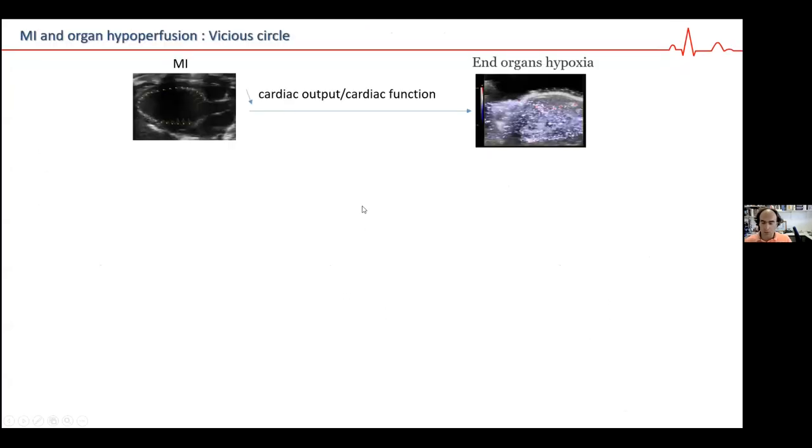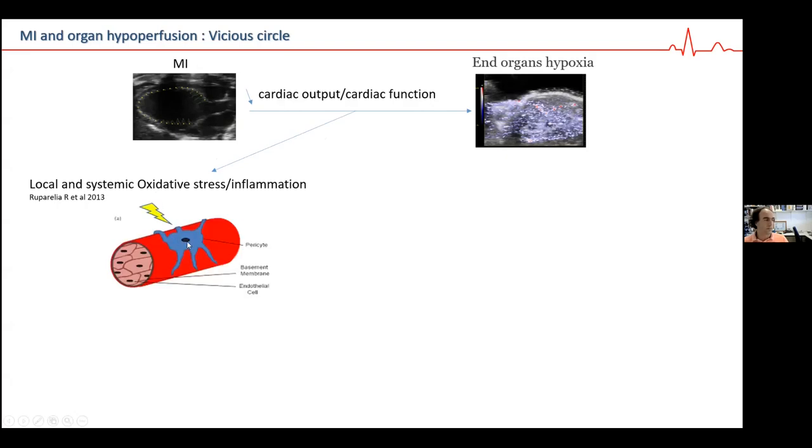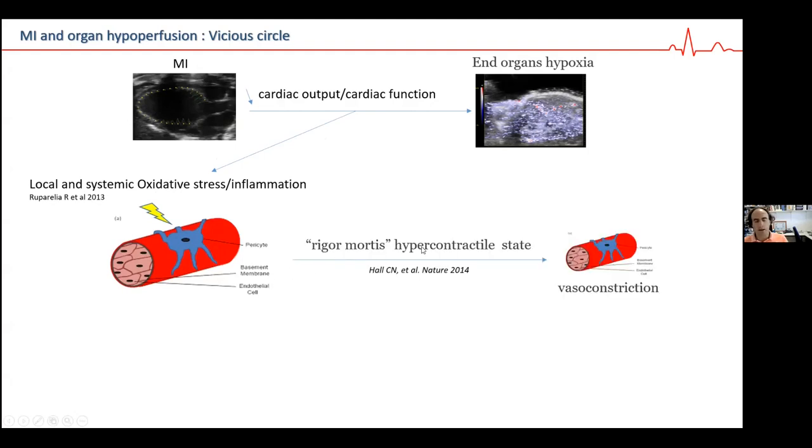And now to conclude for this whole study: after MI, especially in animal models, you see a decrease in cardiac output and cardiac dysfunction that leads to end organ hypoperfusion. How does it work? Probably because you have local and systemic oxidative stress and inflammation that can kill pericytes. When the pericytes die, they die in a rigor mortis hypercontractility state that promotes vasoconstriction for at least one day or two, and promotes again end organ hypoperfusion. So it's kind of a vicious circle.